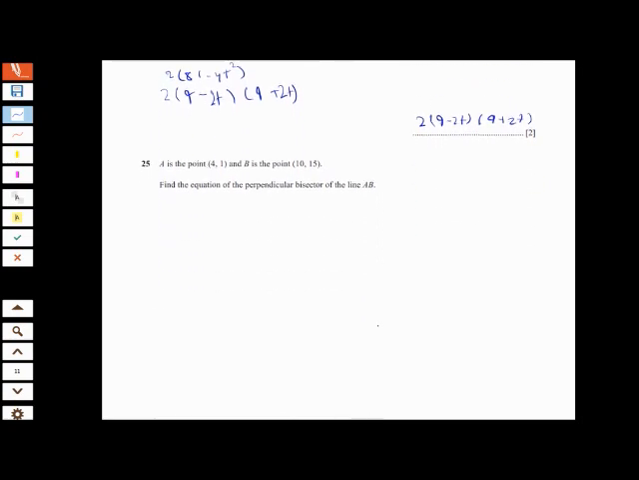And so question 25: A is the point (4, 1) and B is the point (10, 15). Find the equation for the perpendicular bisector. So it's basically like this. This is point A, which is (4, 1), and this is point B, which is (10, 15). Now, in order to find the equation of any line, we need two things: first, a point on the line, and the gradient. And how would we find the point on this line? Obviously, the midpoint, because they said the perpendicular bisector. Bisector means it cuts the line AB in half, and so the midpoint would be a point on this line.